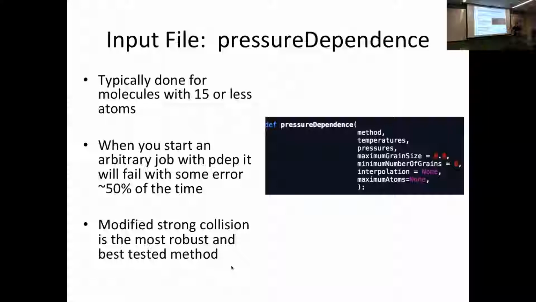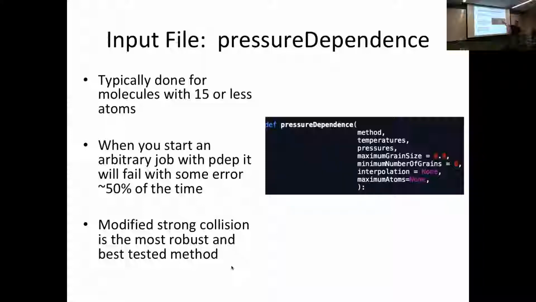Okay, and this is the pressure dependence block. Professor Green will be talking about this later. We actually have three different methods for this: modified strong collision, reservoir state, and chemically significant eigenvalues. But usually we use modified strong collision because it's the most robust.